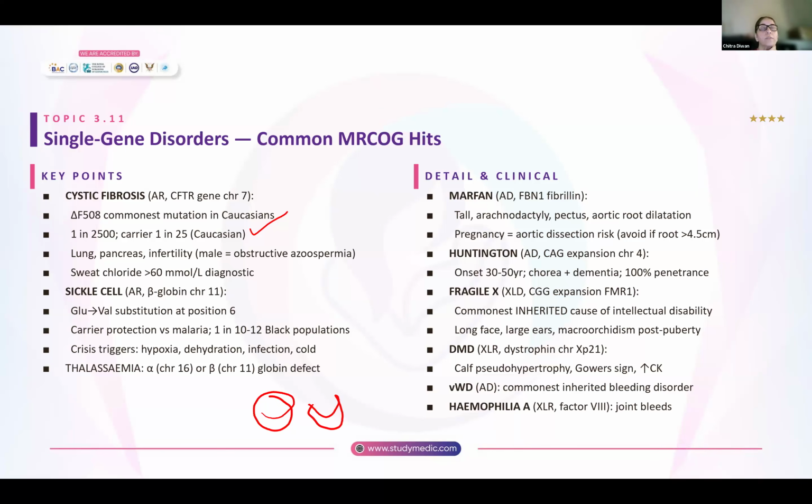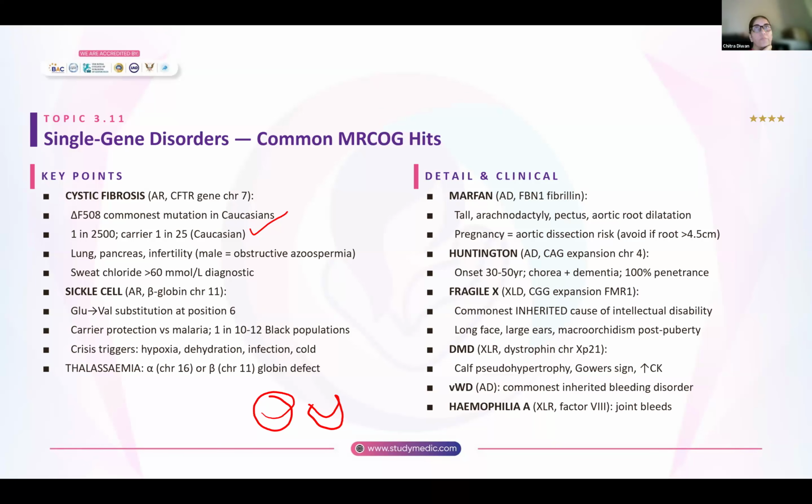Then another single gene disorder that you should be aware of is thalassemia. So you have alpha or beta thalassemia. For alpha thalassemia, the defect is on chromosome 16. For beta, it is chromosome 11. And there is a defect in production of the globin chains. Whenever beta chain production is defective, we call it beta thalassemia. Whenever there is a defect in production of alpha chains, it is called alpha thalassemia.